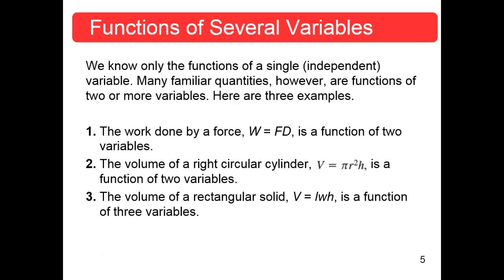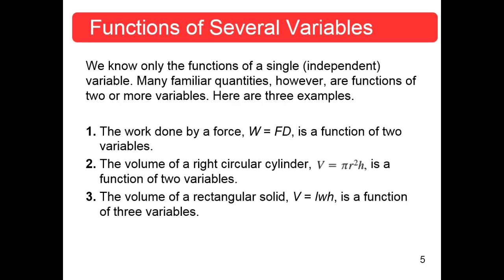What we're going to do now is talk about functions whose independent variables are multiple. We haven't done that. We had multiple intermediate variables, but not multiple independent variables. So here are three examples. The work done by a force, W is equal to F times D, is a function of two variables. The force is completely independent of its displacement, okay? And yet, work is dependent on both of those. So basically, work is the dependent variable. These are both independent variables.